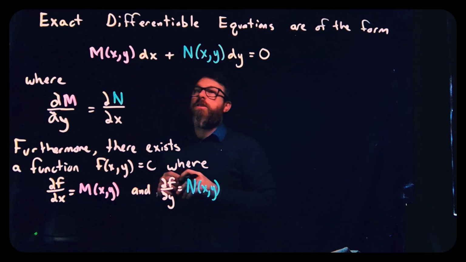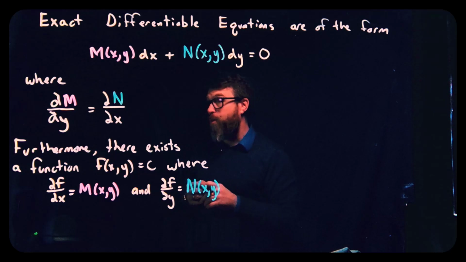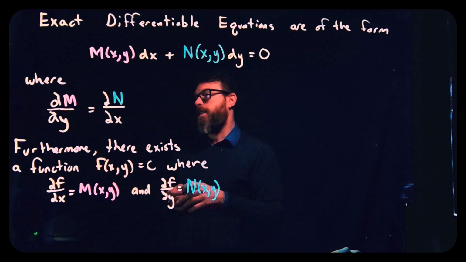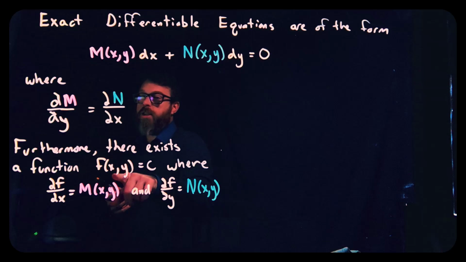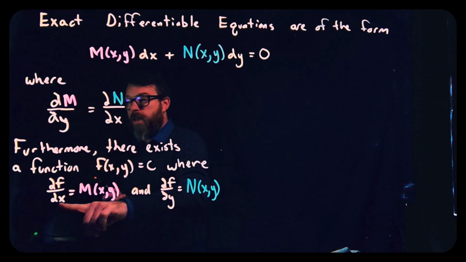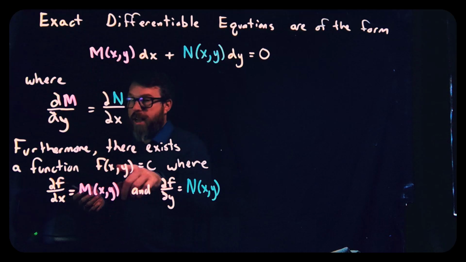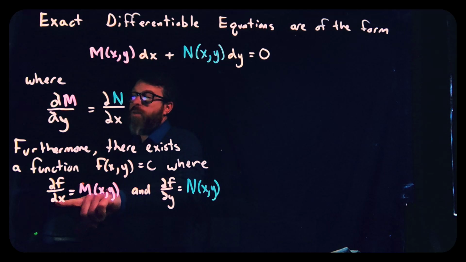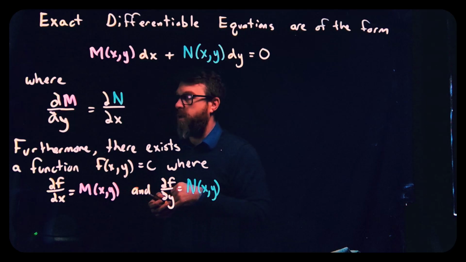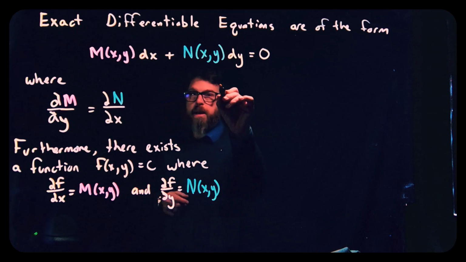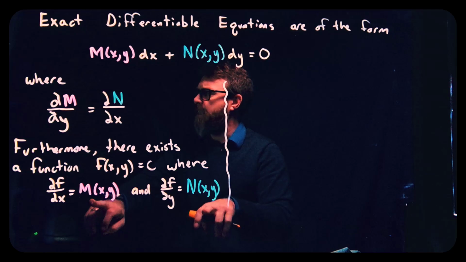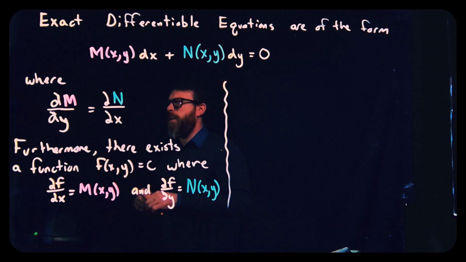If this happens, we consider it to be of exact form. Furthermore, if it's of exact form, we can say that it has an antiderivative with this property. So there exists a function f of x comma y equals c, where M is the derivative of, really, we can think of this as an antiderivative, the derivative of our solution function with respect to x, and N is the derivative of our solution function with respect to y. So in the first example, I just want to show it's exact, and then we'll use this in the second example with the same equation to find the solution.